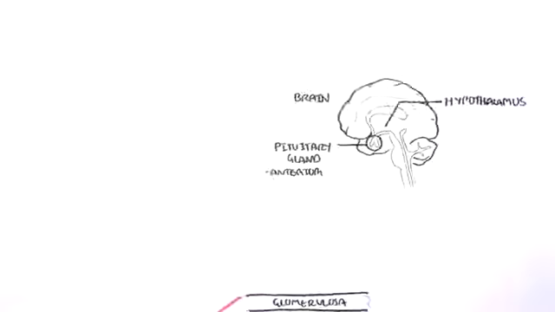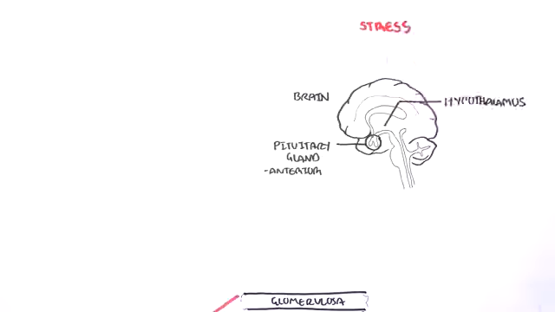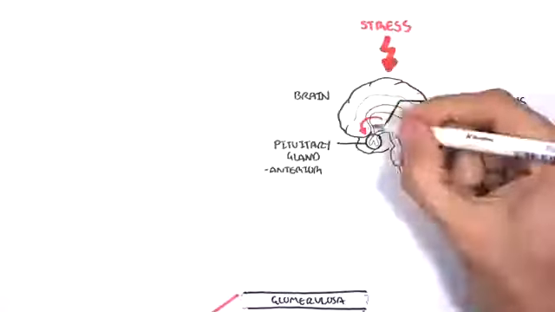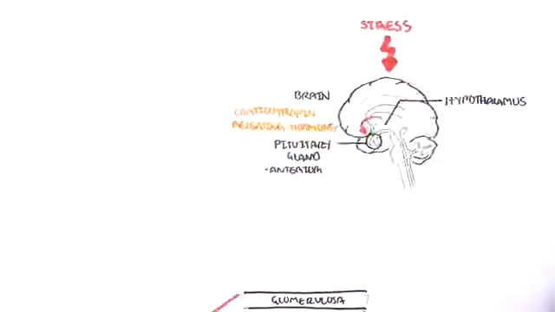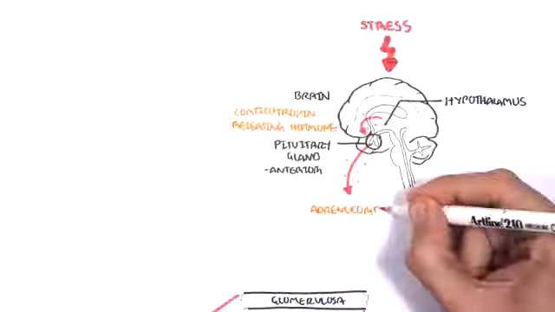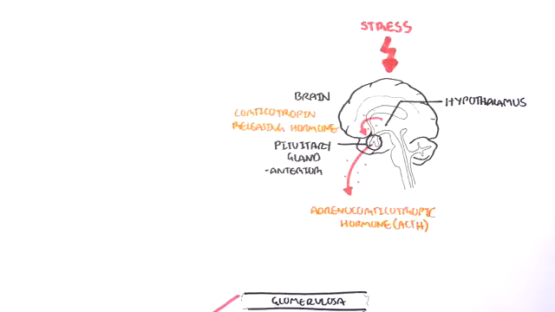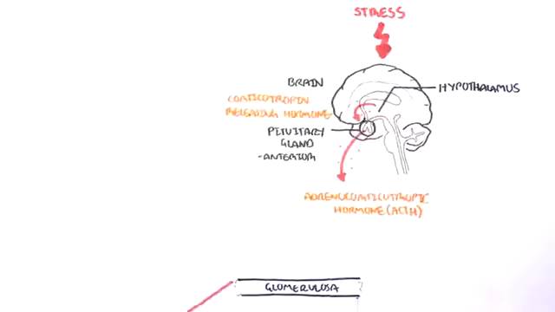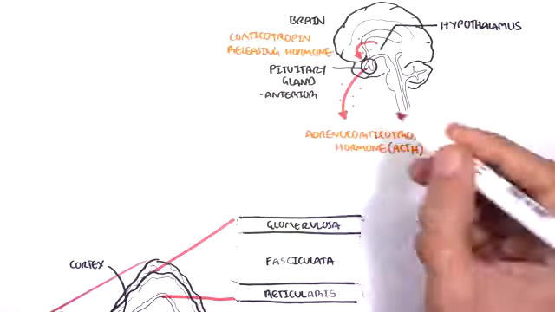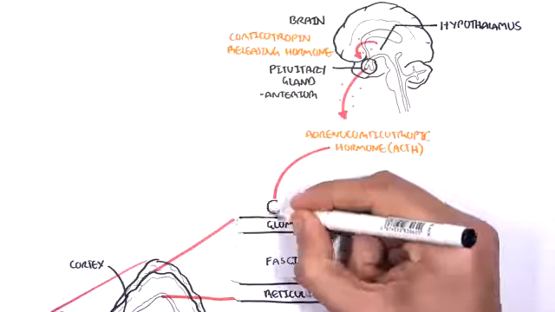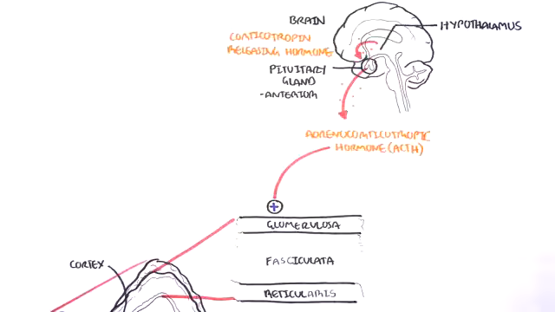Long-term stresses will essentially cause the hypothalamus in the brain to release corticotropin-releasing hormone, which then will target cells in the anterior pituitary gland to release another hormone called adrenocorticotropic hormone, or ACTH for short. ACTH will enter circulation of the blood and target cells within the adrenal gland, specifically the adrenal cortex.